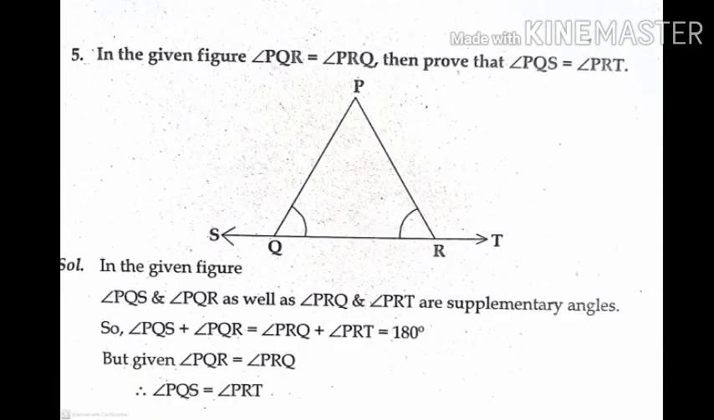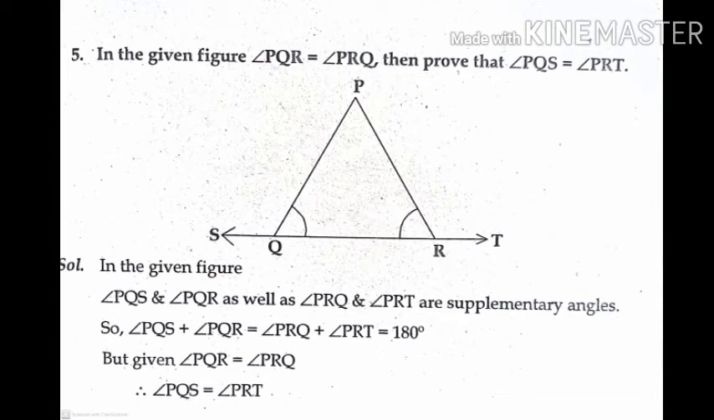Next question, in the given figure, angle PQR is equal to angle PRQ. Then prove that angle PQS is equal to angle PRT. Solution. In the given figure, angle PQS and angle PQR as well as angle PRQ and angle PRT are linear pairs and also supplementary angles. So, angle PQS plus angle PQR is equal to angle PRQ plus angle PRT is equal to 180 degrees.